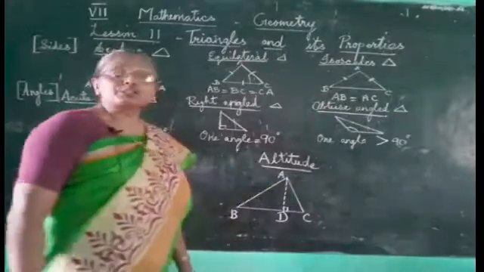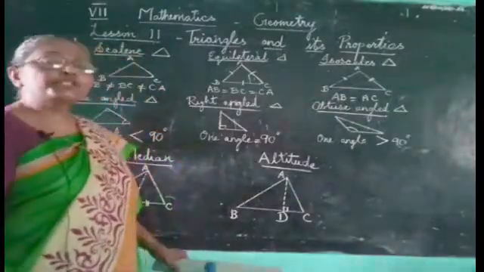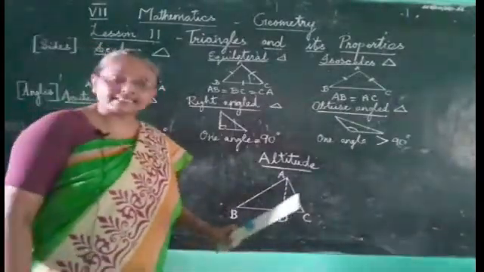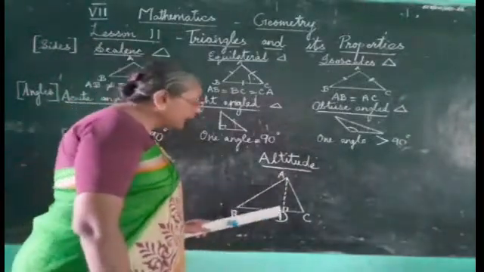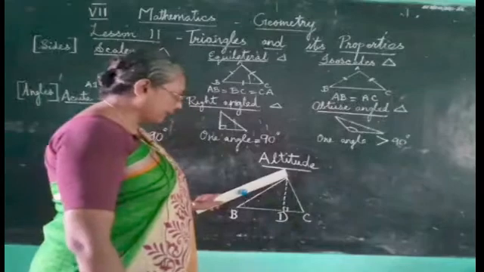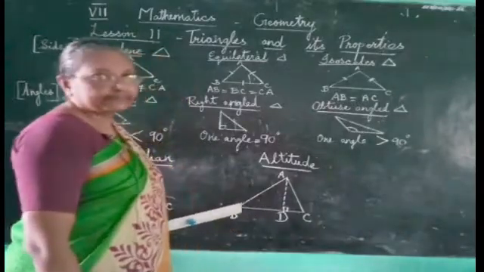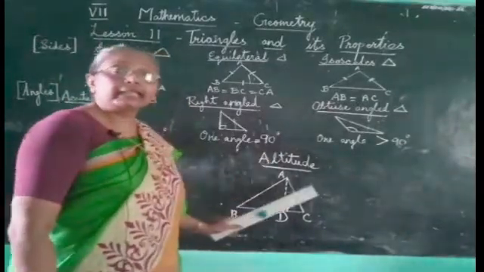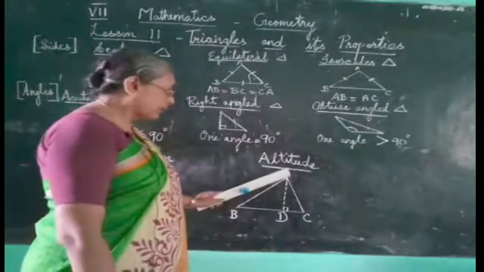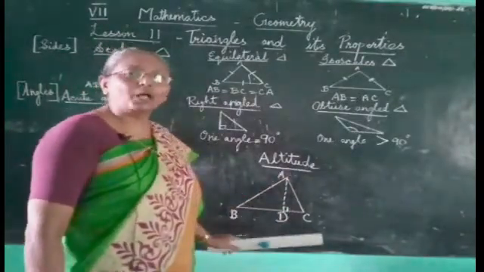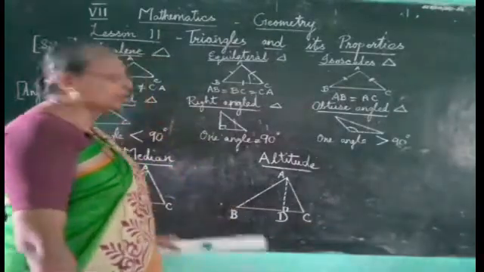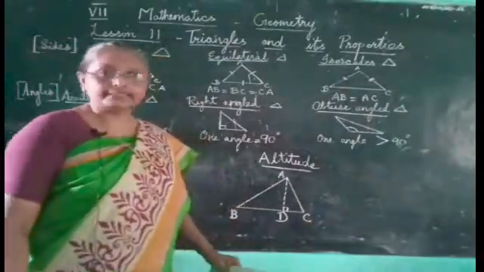What is an altitude? Altitude, or in other words height, is the line perpendicular from any vertex to its opposite side. A perpendicular line drawn from a vertex of a triangle to its opposite side. That is called an altitude or a height of that triangle.